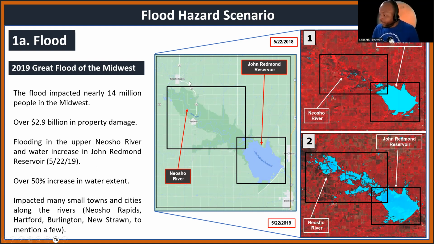This is an example of using it to look at the 2019 Great Flood of the Midwest, right? This is the John Redmond Reservoir and the Neosho River, and these are in Kansas. We look at these 2 days. This is May 22nd, 2018, and this is May 22nd, 2019 when we had the flood, and we can see the flood extent has increased. Like I say, we can also get the exact pixel counts.